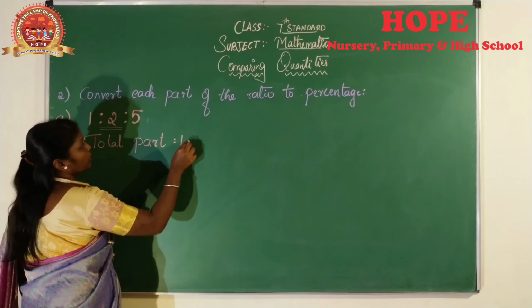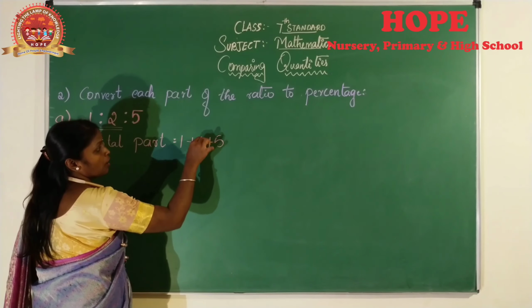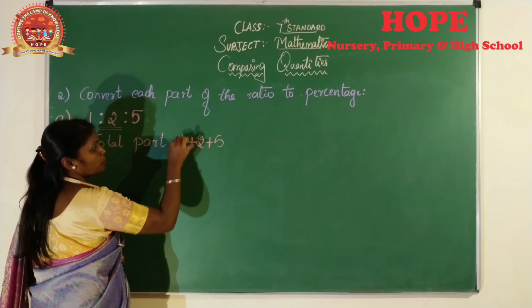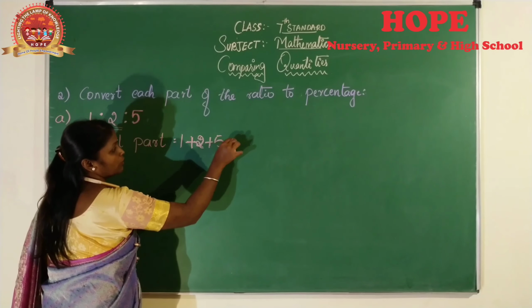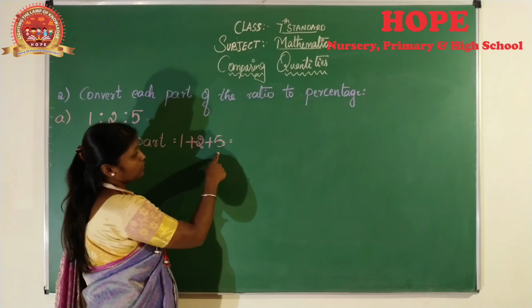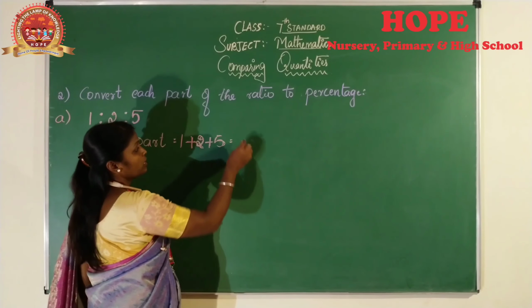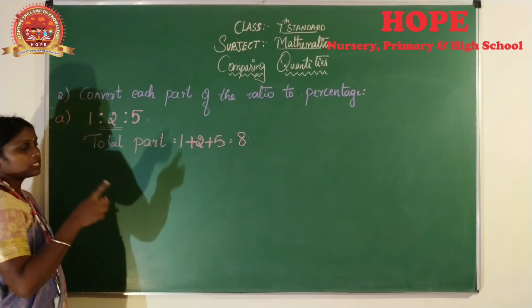How to find out that? 1 plus 2 plus 5. So that will be equal to what? 1 plus 2 is nothing but 3, and 3 plus 5 is nothing but 8. So the total part of the given thing is 8.